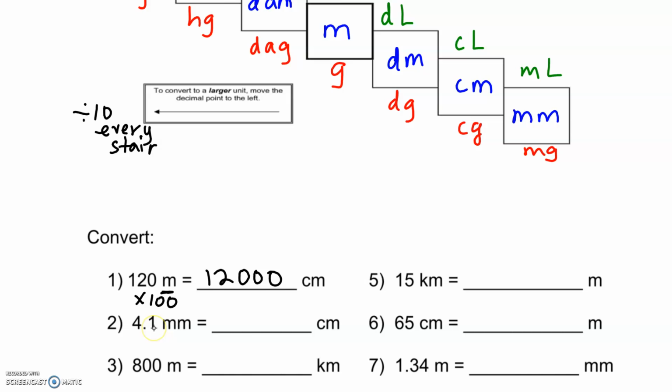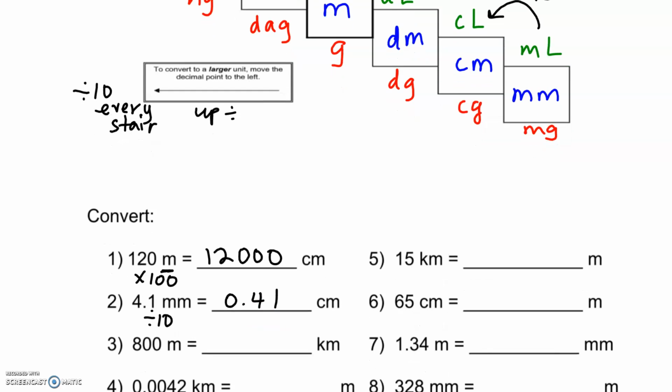So this is 4.1 millimeters to centimeters. So we're going to start on the millimeter stair, and this time I'm going up. So when I go up the staircase, we know we have to divide. And I went up 1 stair, so that means 1 zero. So I'm going to divide by 10. Make sure you're writing the little reminders underneath, just like I am. We'll put that in the calculator. 4.1 divided by 10 is 0.41.